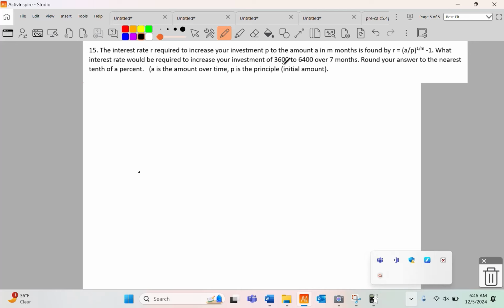So let's see here. 3,600 is my P, 6,400 is my A. So rate is 6,400 over 3,600 to the 1 over M. M is 7, and then take away 1. Like, this isn't a hard problem. If I wanted to, I could attempt to do it by hand.